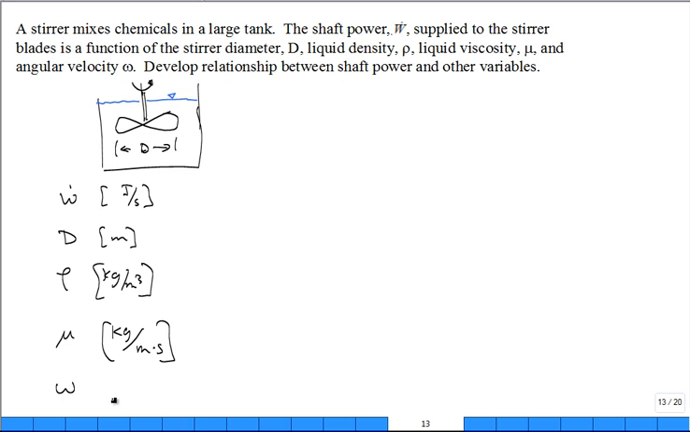Rotational, angular, what are the units of angular velocity? What is it per second? Radian. And is a radian, think about you're back to your primary 7, is a radian one of the primary 7 or what? Radian is dimensionless. It's a length over length. So omega is just 1 over second, 1 over time. That's it. Okay? So now develop a relationship between the shaft power and the other variables.